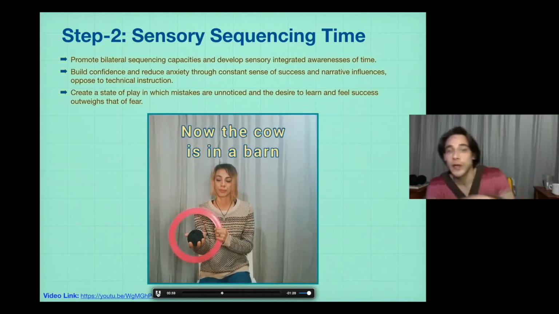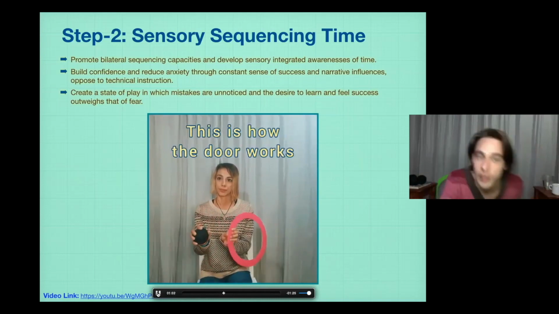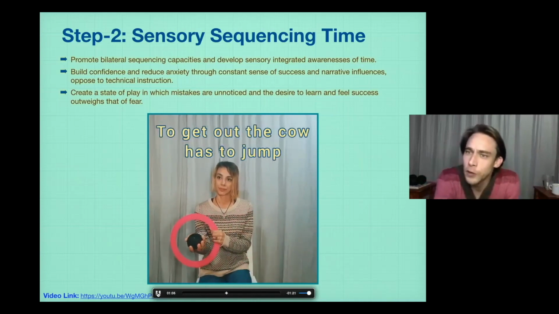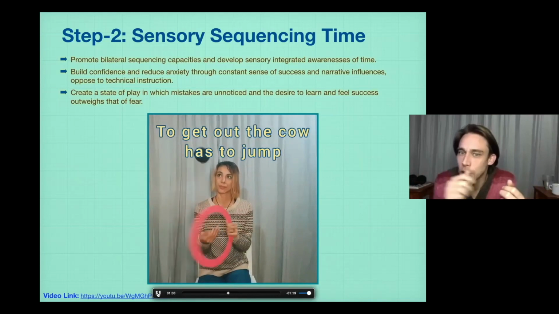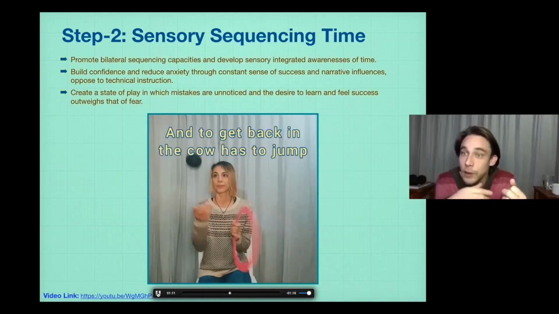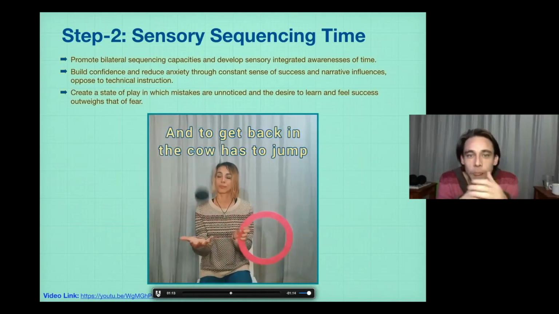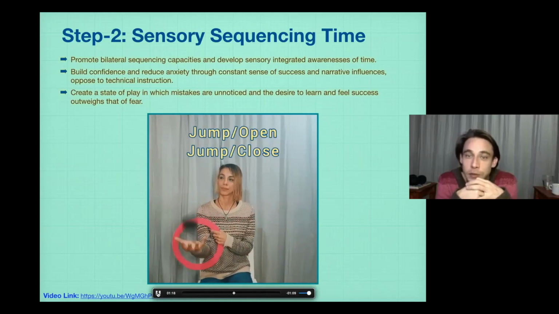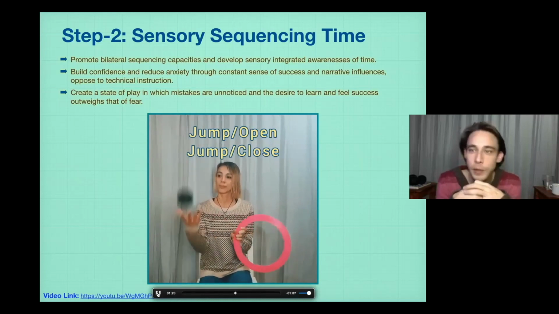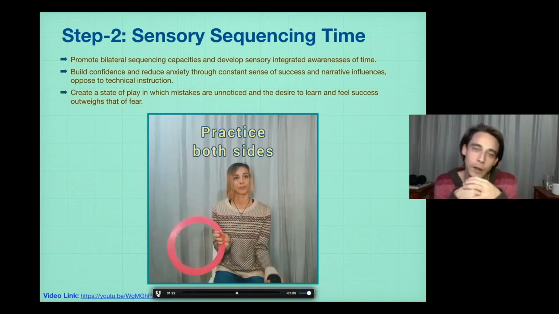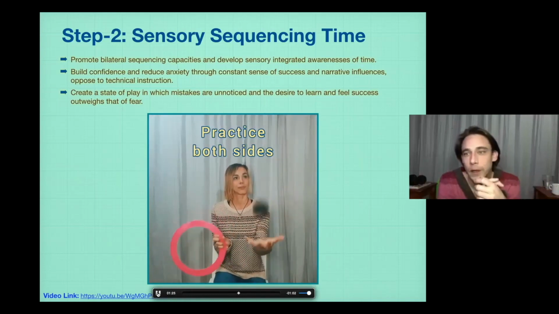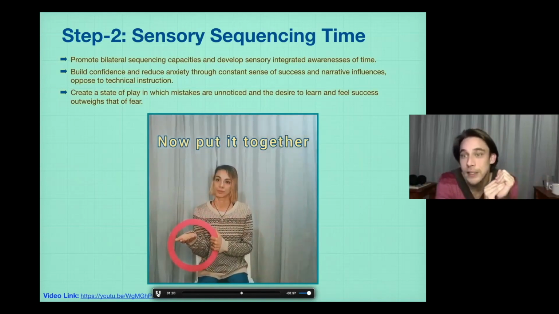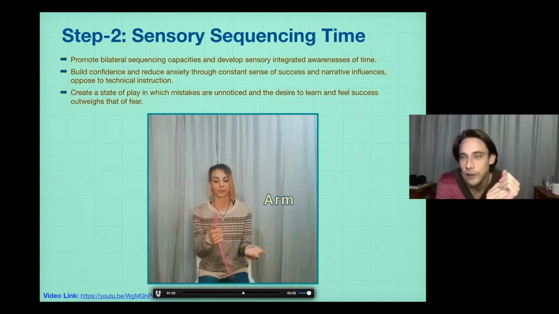And then at some point we say, okay, now we put the cow inside the moon and now it's a barn. And I ask them a question. I say, can you show me if your barn door works? Like, this is how the door works. Does your door work? And I get everyone to practice that movement without telling them to. And then I say for the cow to get out, it has to jump. And for the cow to go home, it has to jump so I can close the door. And then it's just jump, open, jump, close, jump, open, jump, close, and practice on both sides. So after they do it on one side, I have them do it on the other. And then we put it all together. And this is the sequence that lets me know they are ready to start toss juggling.